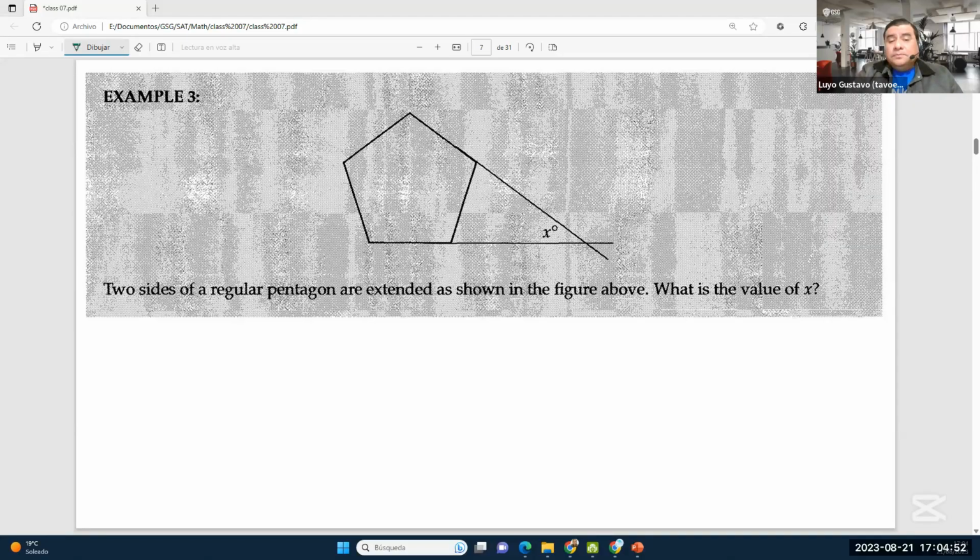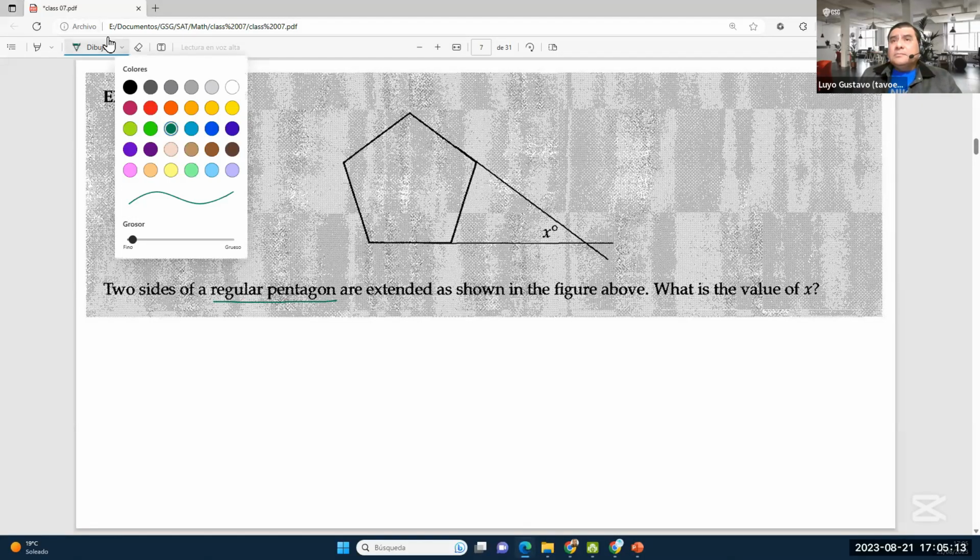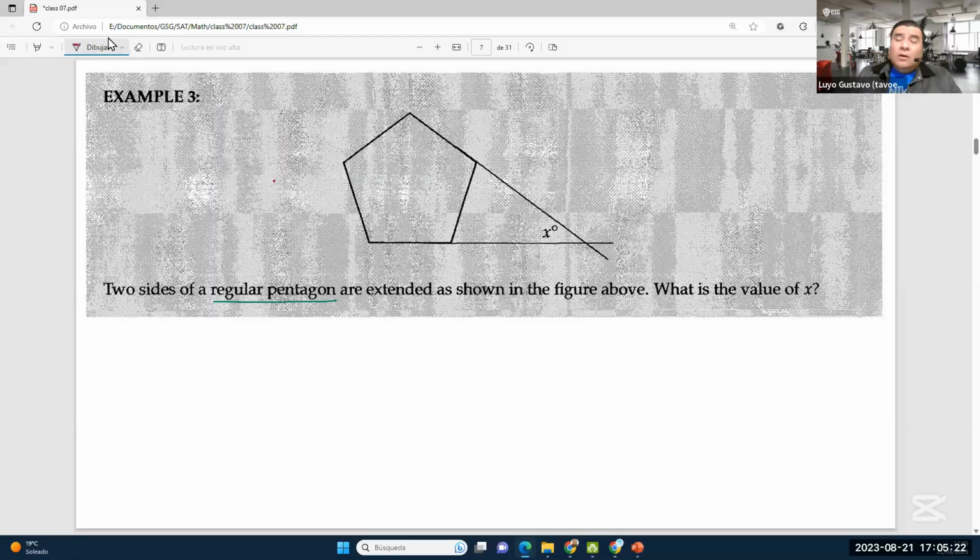Okay, several of you actually got it right. Let's see how to get to the answer here, okay? It says there is a regular pentagon in the first place. So a regular pentagon, right? What does it mean? It means that all the sides of the pentagon are the same length and all the interior angles of the pentagon have the same measure.